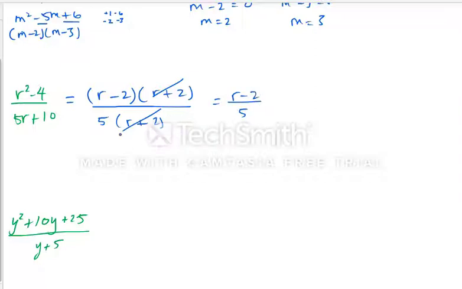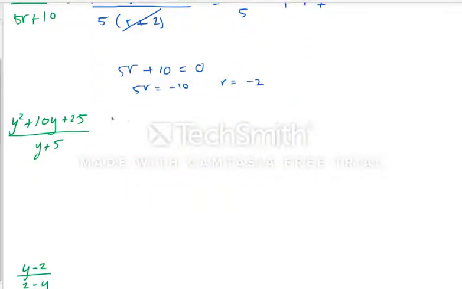What are the restrictions? Well, let's set the denominator equal to 0 to see what values will make it 0. So 5r is equal to minus 10, and r is equal to minus 10 over 5, which is minus 2. If r was equal to minus 2, then the denominator would be 0. So r cannot equal minus 2.